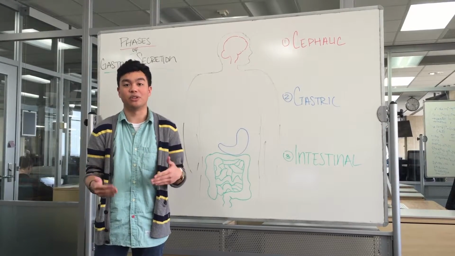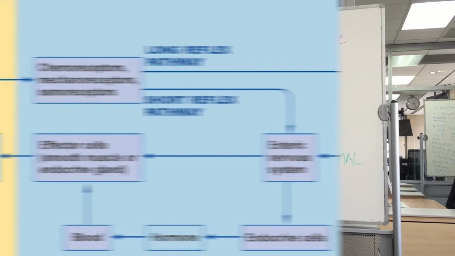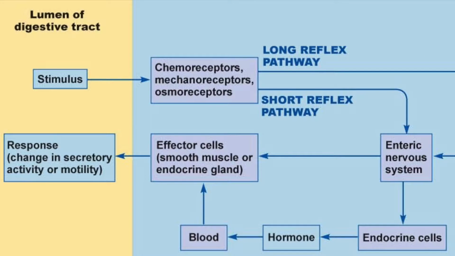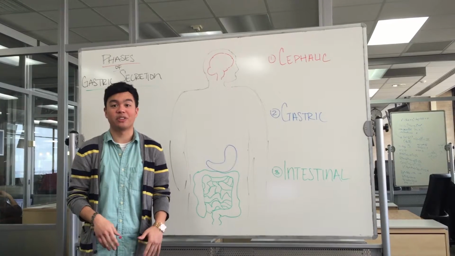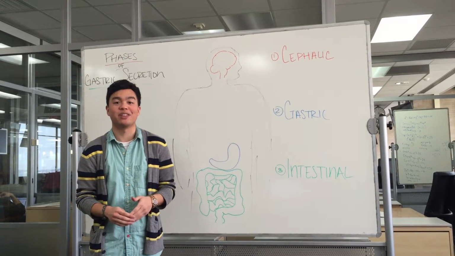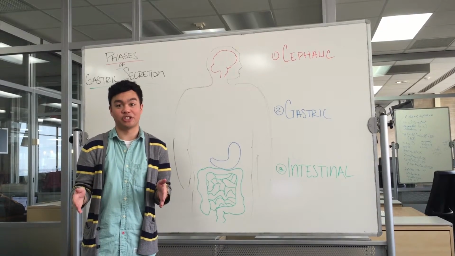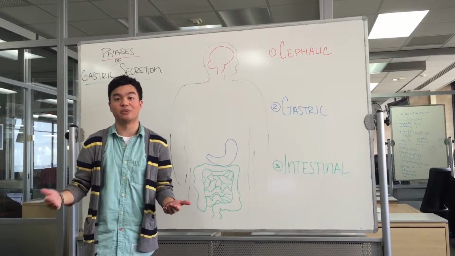Stimuli in the stomach can include distension, alcohol, or caffeine, but the biggest one is protein. So protein stimulates chemoreceptors. This activates intrinsic nerve plexuses, which leads to increased secretion by secretory cells. The last phase of gastric secretion is called the intestinal phase, which refers to the factors originating in the small intestine that influence secretion. The presence of the products of protein digestion in the duodenum stimulate more gastric secretion by stimulating increased gastrin.